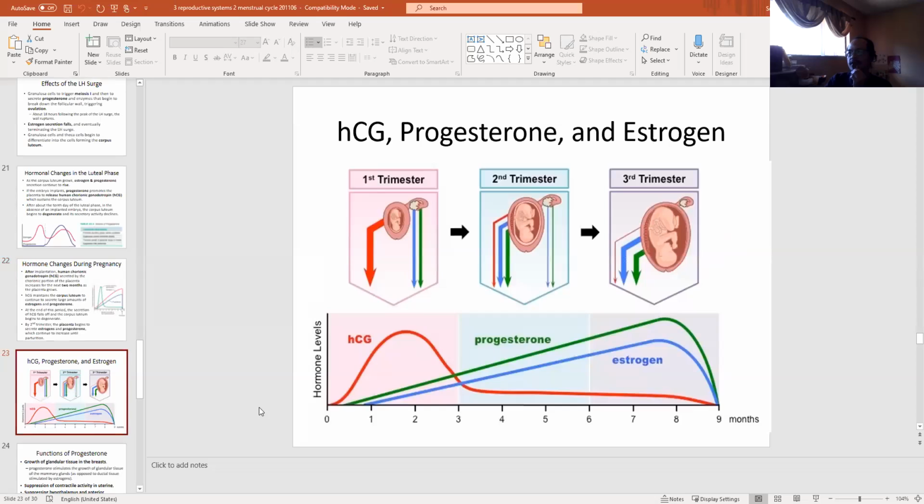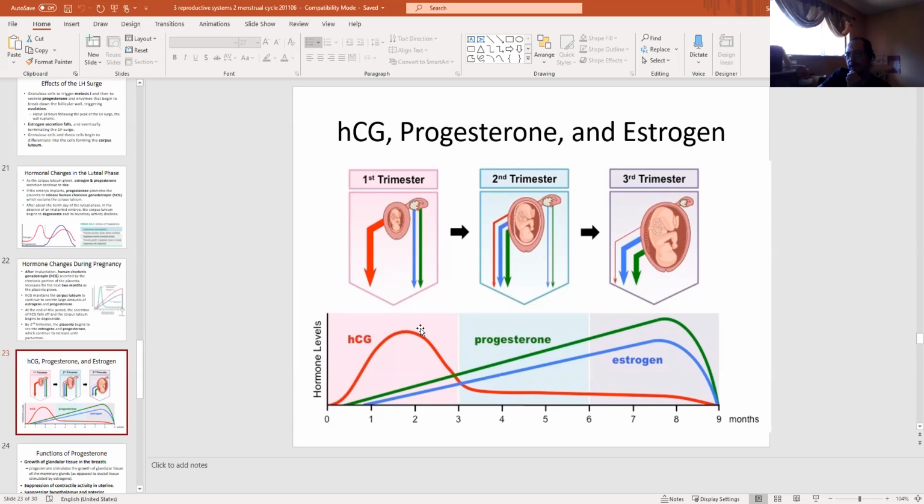So this one is showing you the hormones after the pregnancy, after the implantation. So HCG is increased by the placenta. The red one is the placenta, increasing in the first trimester, in the first 2 months. And then that will sustain the survival of the corpus luteum to produce the progesterone and the estrogen.